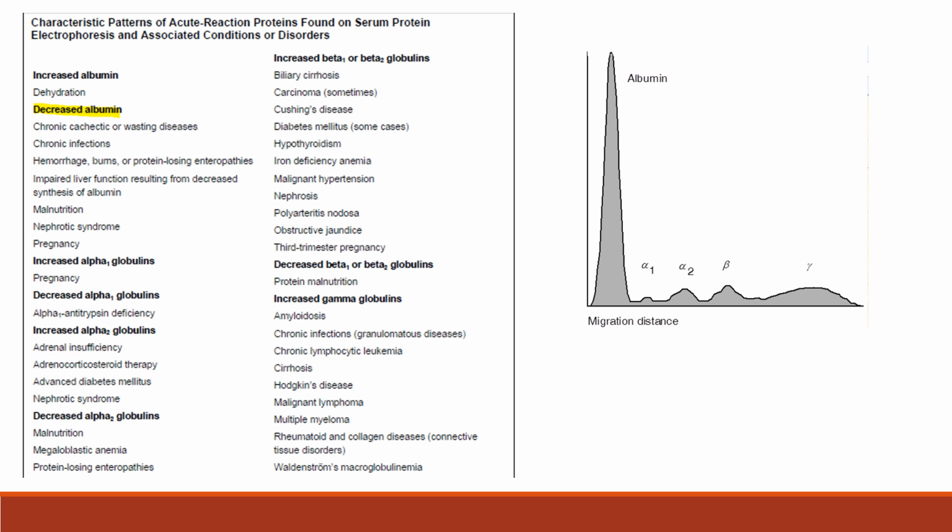Same thing if we see an increase in our gamma globulins, several different types of diseases, like I said, rheumatoid arthritis, or any of these types of chronic infections can also contribute to seeing an increase in gamma globulins.